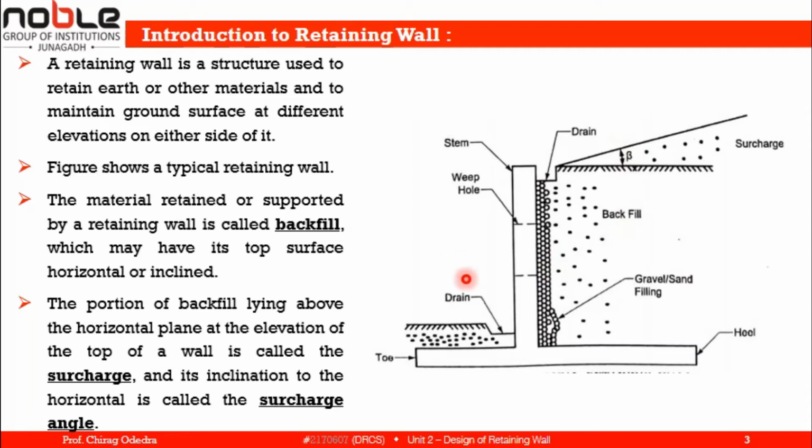So here in this figure, this inverted T-shaped structure is a retaining wall. This is the material which is retained by the retaining wall, called backfill. The backfill may have a horizontal surface or it may have any inclined surface. If this surface is inclined, the portion above the horizontal surface is called surcharge, and the angle between this horizontal surface and surcharge is called surcharge angle.